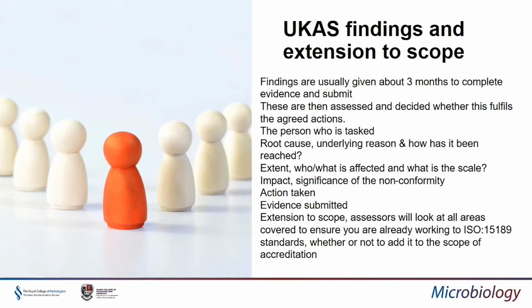So UKAS findings and extension to scope. Findings are usually given about 3 months to complete evidence and submit it. These are then assessed to decide whether this fulfills the agreed actions. It's documented: the person who is tasked, the root cause (the underlying reason, how this has been reached), the extent (who and what is affected, and on what scale), the impact (the significance of the non-conformity), the action taken, and the evidence submitted. For extension to scope, assessors will look at all areas covered to ensure you're already working to the standards and whether or not they will add it to the scope of accreditation.